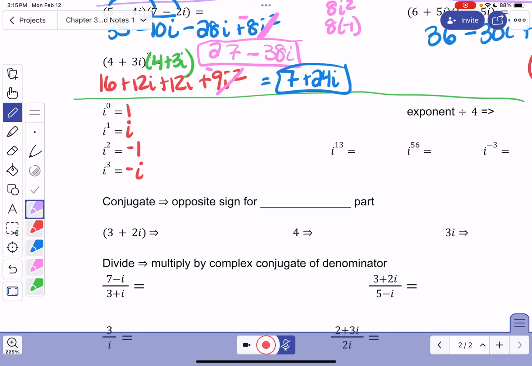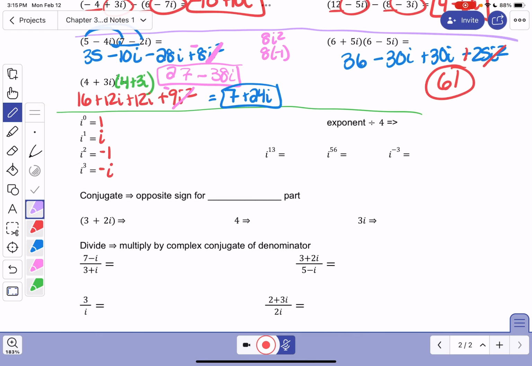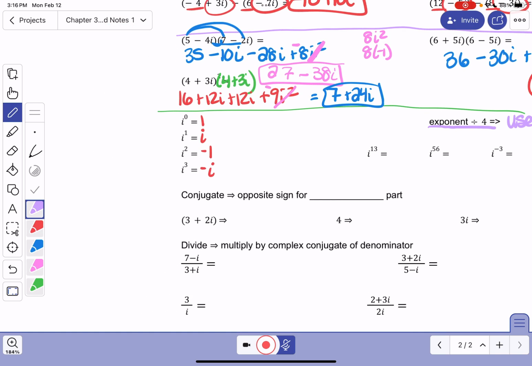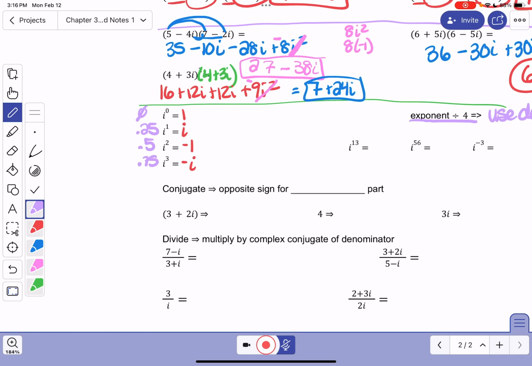The easiest way to do this by hand is to divide the exponent by 4 and then use your decimal to decide. So if you have no decimal, it's going to be 1. If your decimal is 0.25 or 1/4, it would equal i. If your decimal is 0.5 or 2/4, it would equal negative 1. And if it's 0.75 or 3/4, it would be negative i.